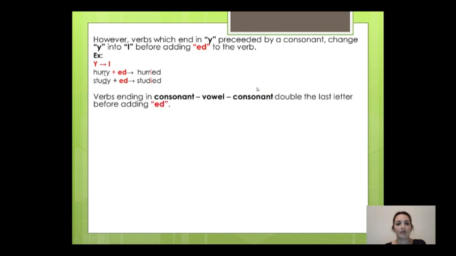Okay, let's move on. Verbs ending in consonant, vowel, consonant double the last letter before adding ed. What do I mean by that? Look at this example. Grab. You can see the mentioned combination: r, consonant, a, vowel, and b, consonant. So before adding ed, we have to double the last consonant and thus get grabbed. Or stop. We double the p, use the suffix ed, and get stopped.